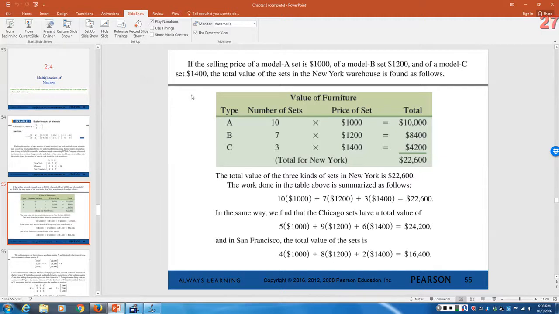They'd like to know the value of their inventory. And what they know is that the value of the Model A set is $1,000, Model B is $1,200, and Model C is $1,400. So if they want to know the value of their inventory, they want to multiply the first row by 1,000, the second row by 1,200, and the third row by 1,400. But that's only for New York.